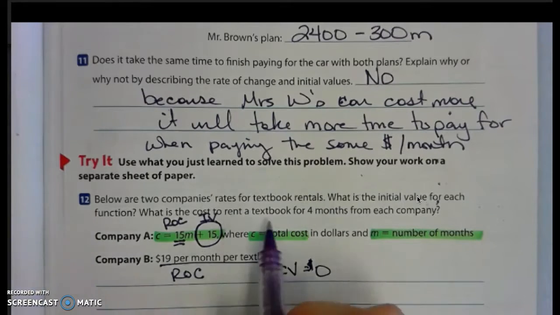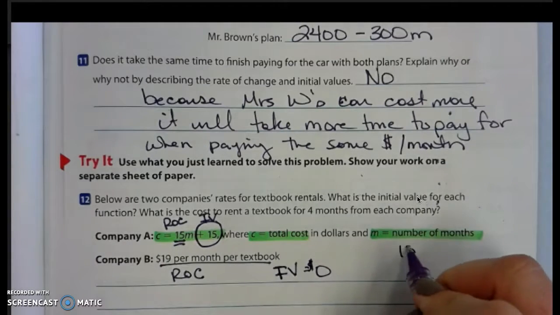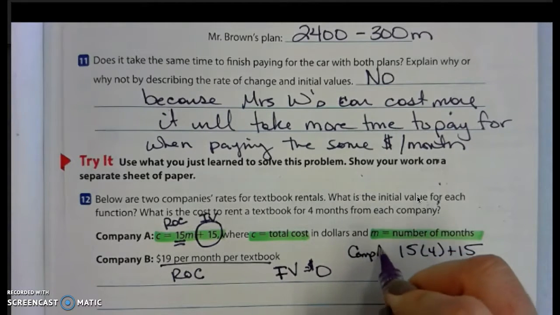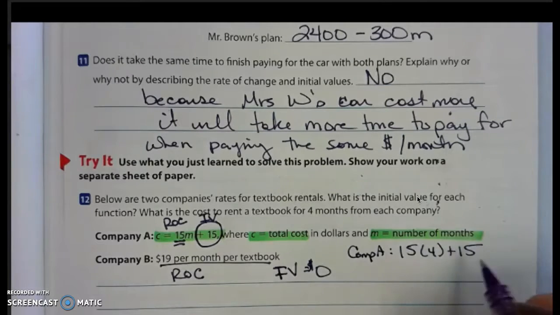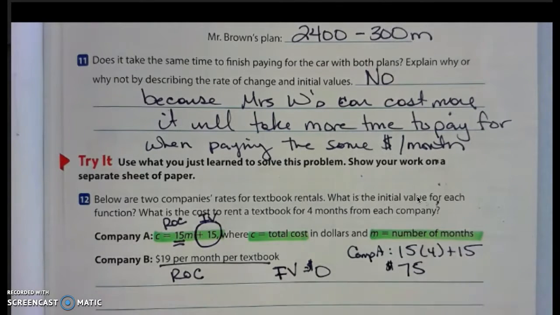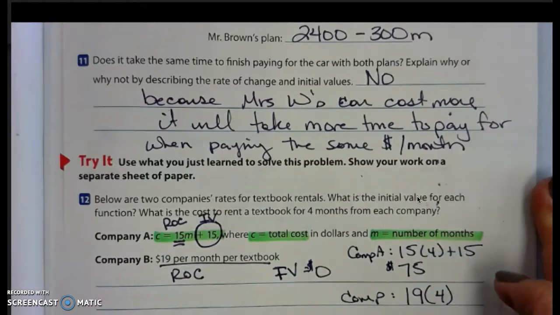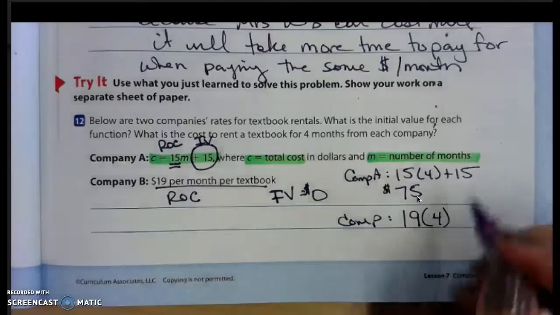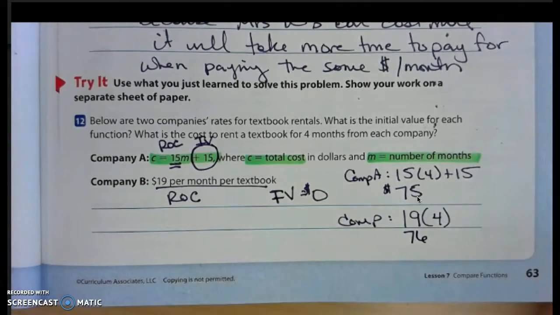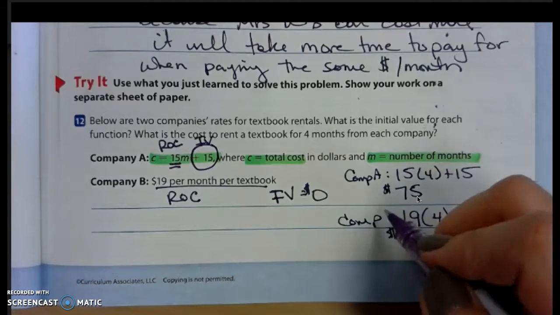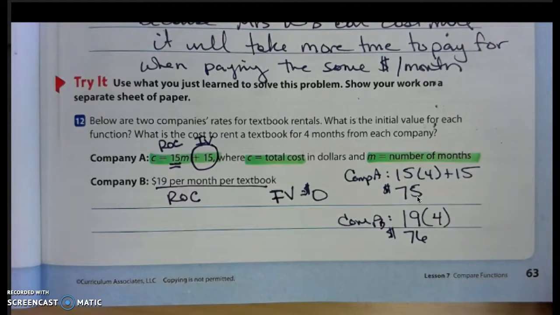Now, if they want to know the cost to rent a book for 4 months, we would have 15 times 4 plus 15 for Company A. And 15 times 4 is going to be 60. That's $75 to rent from Company A. Company B is just $19 per month for 4 months. So when we multiply 19 times 4, we should get 76. Similar in cost. Okay, Company B, that one's going to cost us $1 more, so we would probably want to use Company A.